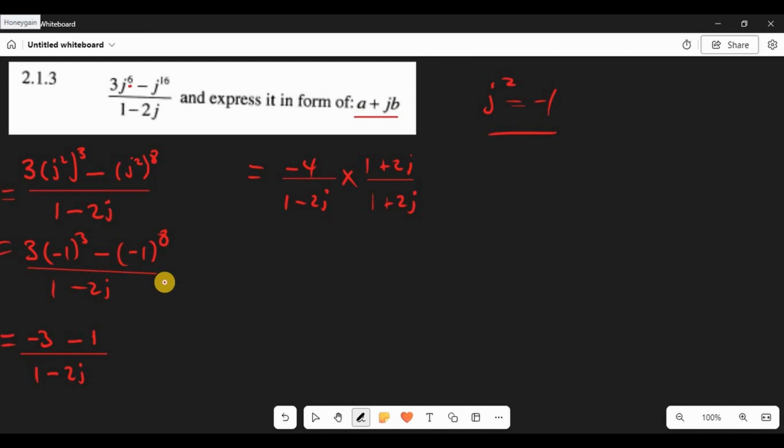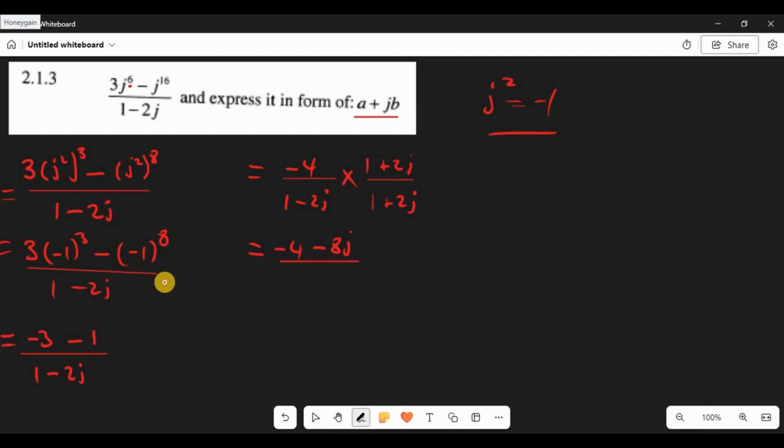This is the same as 1. But at the same time, these are conjugates of the denominator. Right, so let's continue. So negative 4 multiplied by 1 is negative 4, and negative 4 multiplied by 2j is going to be negative 8j. And then you divide it there.